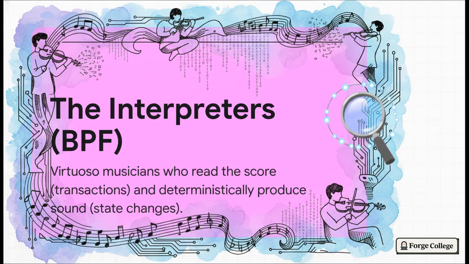Okay, next are the interpreters. This is the BPF execution runtime. BPF stands for Berkeley Packet Filter, by the way. Think of these guys as the real virtuosos. Their one job is to take a transaction, a little piece of the musical score, and play it perfectly, exactly as it's written. And this is so important. The process has to be deterministic. That means if you give two musicians the same piece of music, they have to produce the exact same sound, the exact same state change, no exceptions.